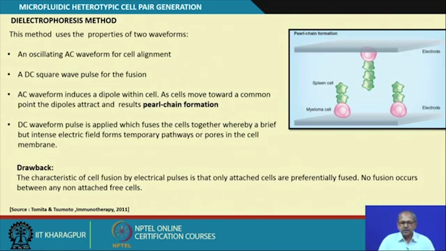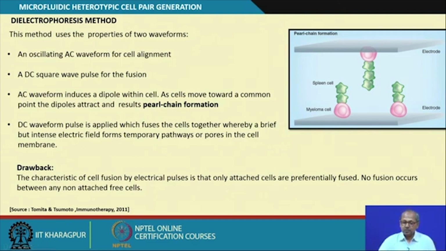If we use the dielectrophoresis method, these are the electrodes, and first we pass one type of cell, say myeloma cells, and they will be clustered around the electrodes. Then we pass the activated spleen cells, and they will be clustered around the myeloma cells, and there will be a pearl chain type of formation of the cells.